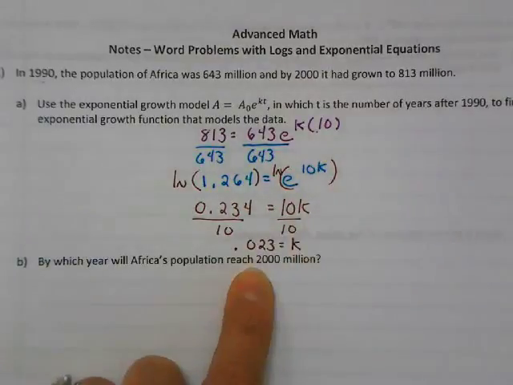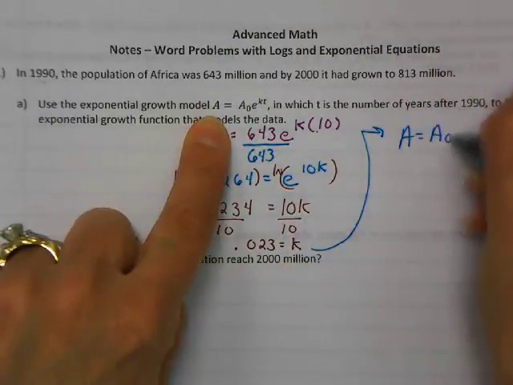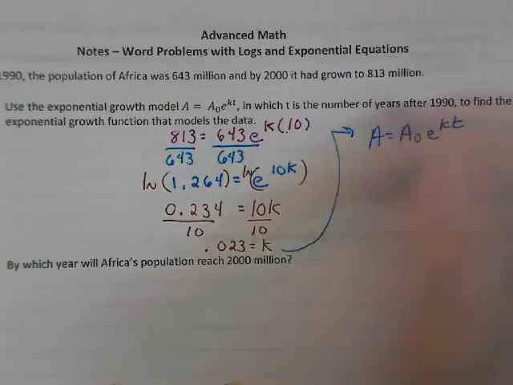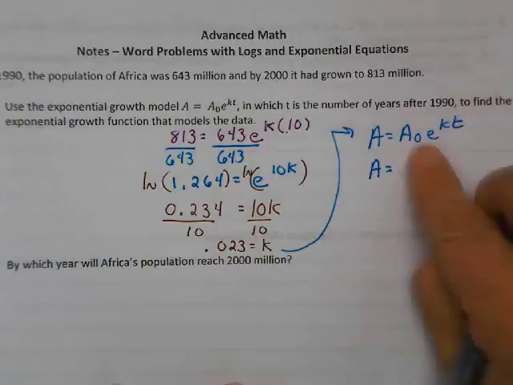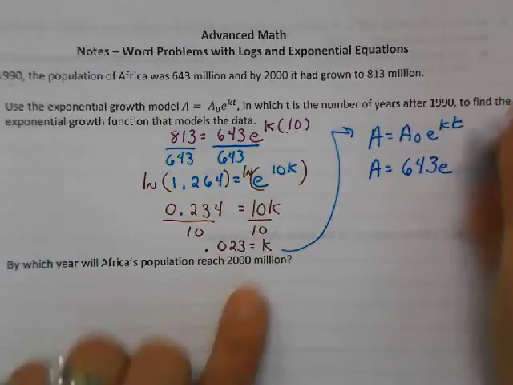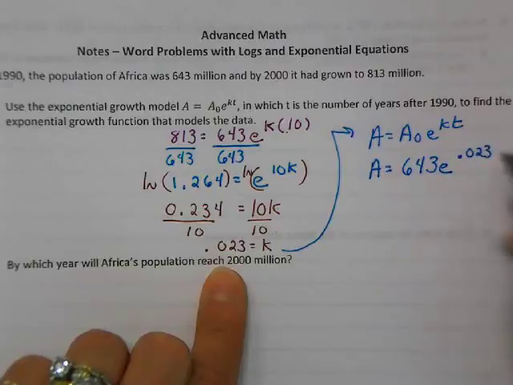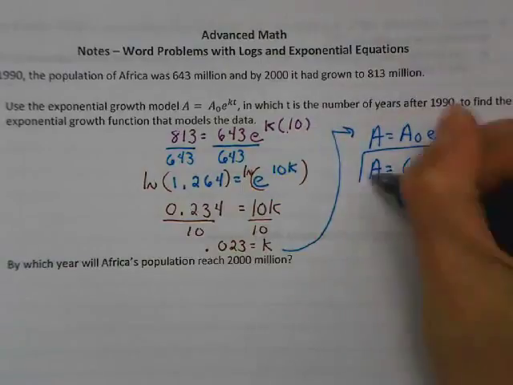What I want you to do now is go back up here to this equation, and let's write our general equation, which is going to allow us to do the rest of our work. Okay, you're not going to know your ending time, but we do know that the population A sub 0 is 643. That won't change. This time we do know k is 0.023. That's our growth constant. And I want it so that I can plug in any value of time and find out. Okay, so this is your general function to represent this growth.